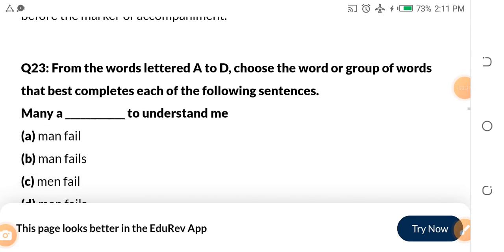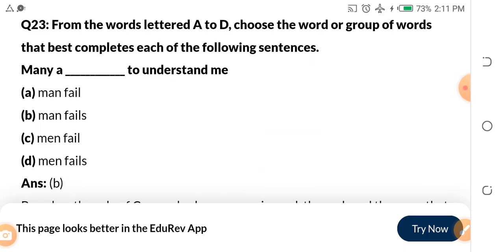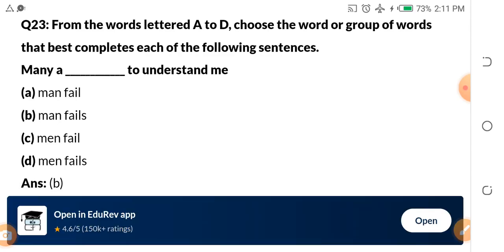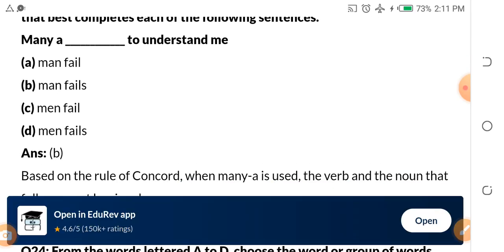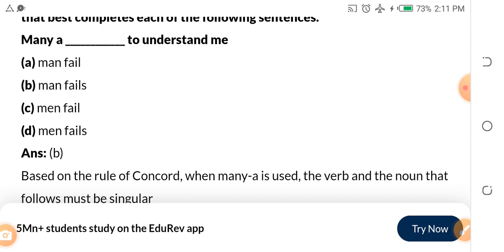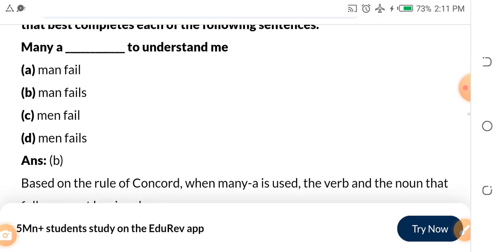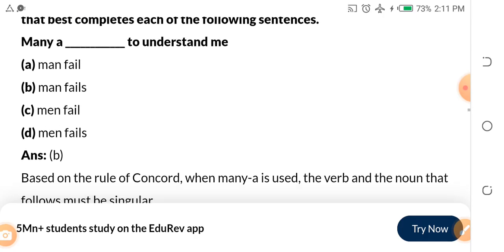Let's look at question number 23. From the words lettered A to D, choose the word or group of words that best completes each of the following sentences. Many a dash to understand me. A, many a man felt to understand me. B, many a man fails to understand me. C, many a man failed to understand me. D, many a man fails to understand me. The answer is simple: many a man fails to understand me.